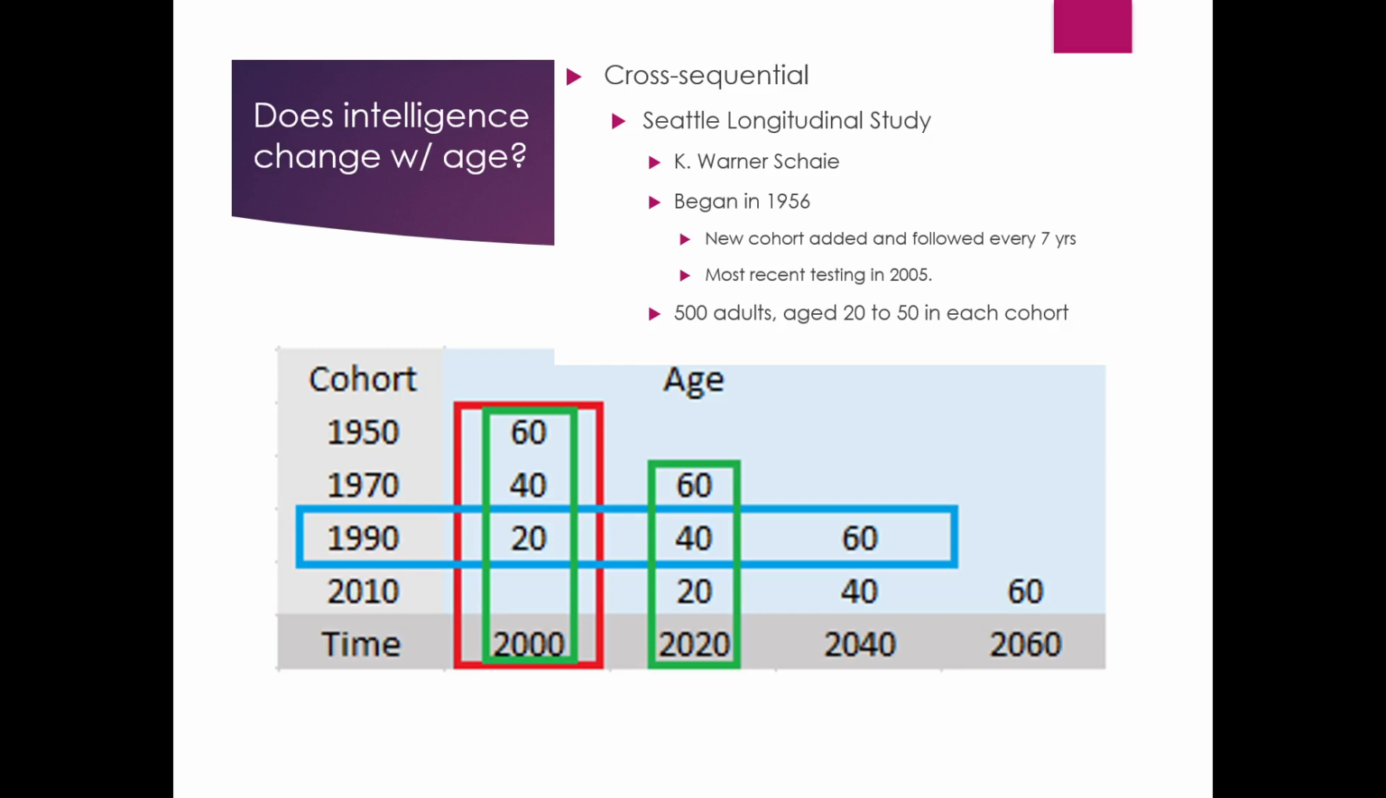Now you come back in 2020, and when I first pulled this chart, that was way in the future, but now it's in the past. So you come back in 2020 and now you retest the people who were born in 1970 and the people who were born in 1990, and you add a new group of 20-year-olds who were born in 2010.